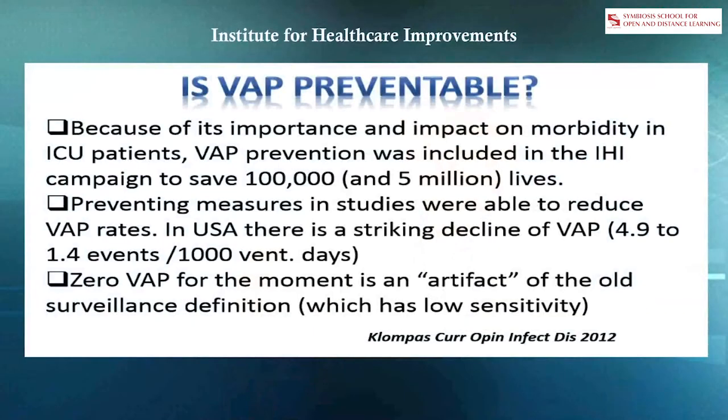And this is going to be more stringent in the near future, when many hospitals are going to treat insured patients, because insurance companies are definitely going to reject the claims if it's a hospital acquired infection. So this is going to be a tough task for every hospital, and they have to implement these strategies very carefully and very religiously, I mean to say. Zero VAP for the moment is an artifact of the old surveillance definition, but definitely we can cut down on our VAE rates.